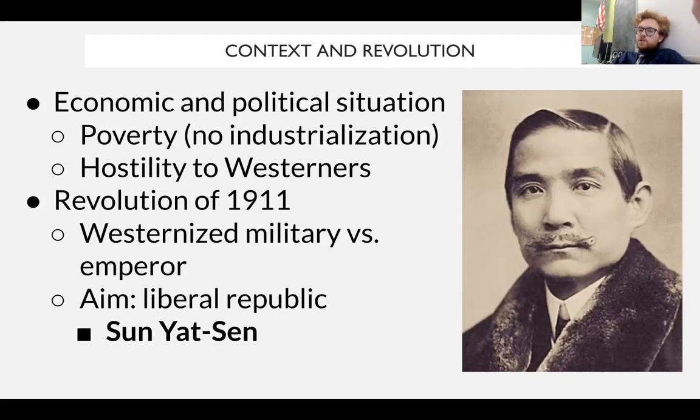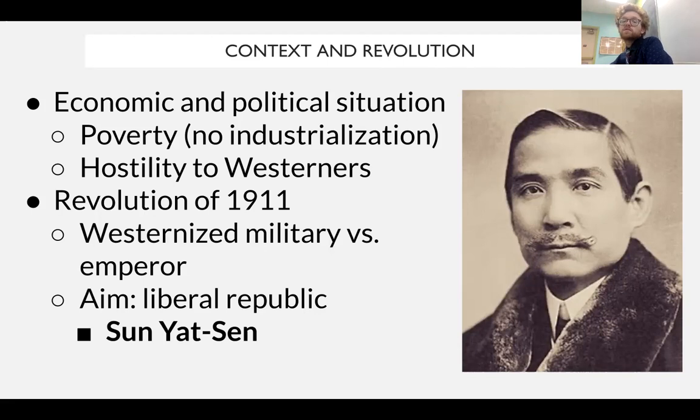So all of these tensions are going to lead to a revolution in 1911, largely led by a westernized military class that seeks to industrialize China. So the westernized military is going to be a major force in conducting this revolution. They are going to successfully oust the emperor of China, a guy by the name of Puyi. I'll talk about him more in a second.